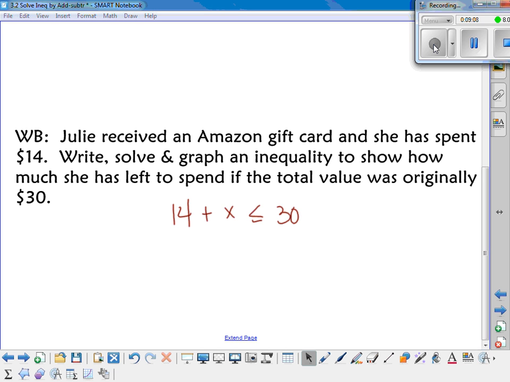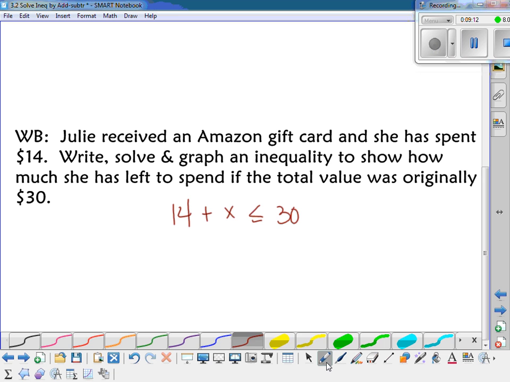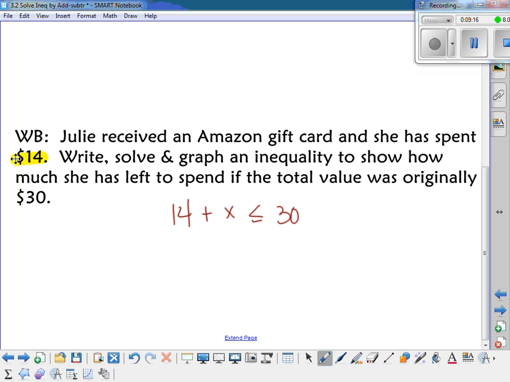Okay, hopefully you wrote down that 14 plus x is less than or equal to 30. And again, we know that she spent $14, so that's where we started. And her total value was 30, so she can spend exactly $30, or she could spend less than $30. So that's why we had to make it less than or equal to. All right, pause the video and finish solving it.